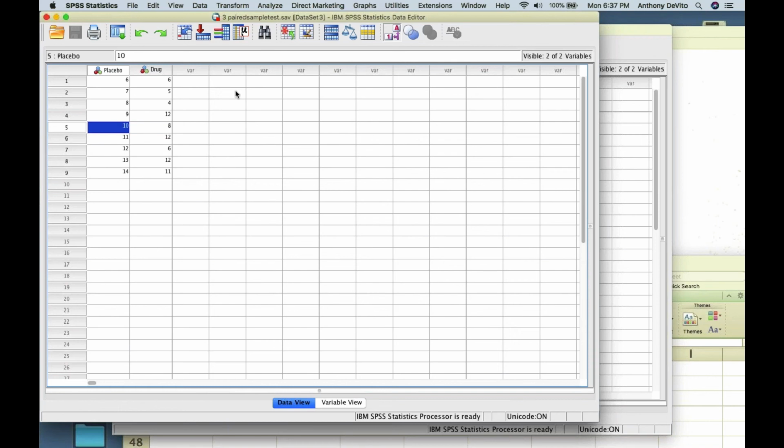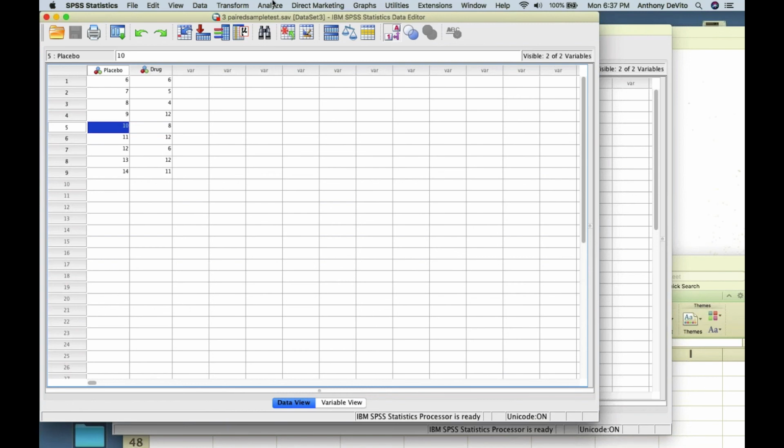So a paired sample t-test is really just a certain kind of single sample t-test, except the value that we're comparing the differences to is zero. That comparison value is zero. Okay, so we want to know if the differences are statistically significant from zero.